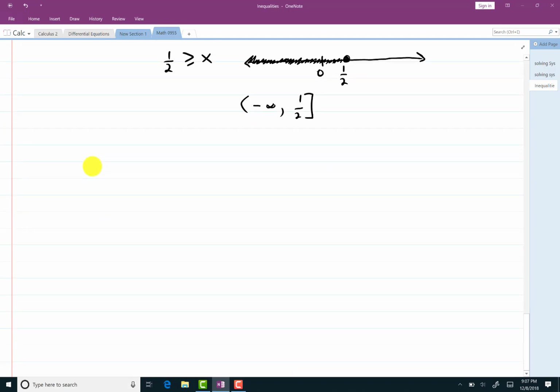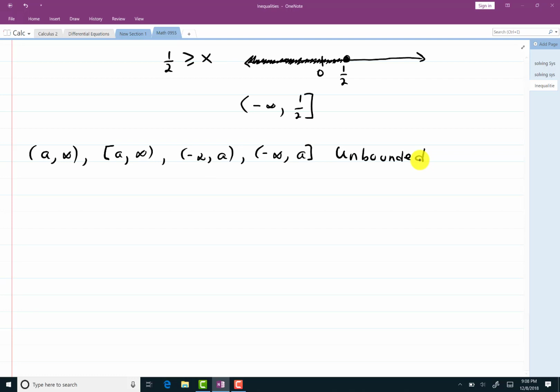So far, we can have any kind of answers like this. We can have (a, infinity). We can have [a, infinity). We could have (negative infinity, a). Or we could have (negative infinity, a]. So all of these go off to infinity or come from infinity. These are all unbounded. We can get what's called a bounded type of solution, as per this next example.